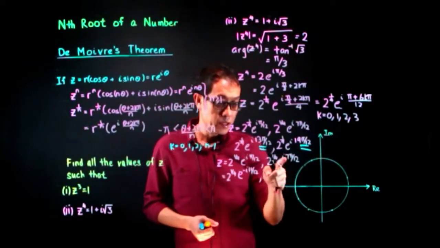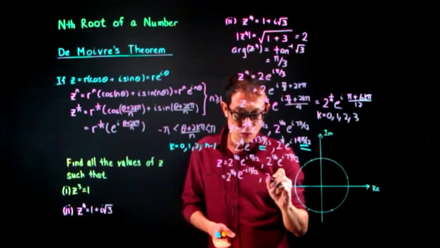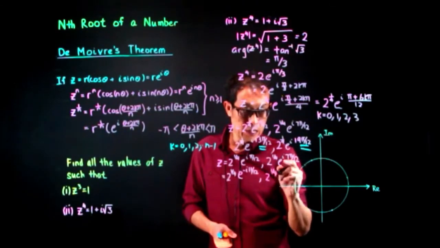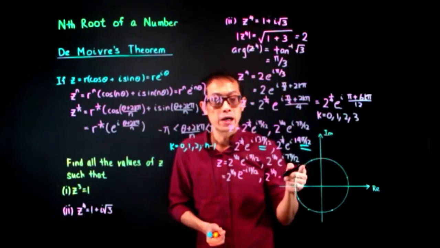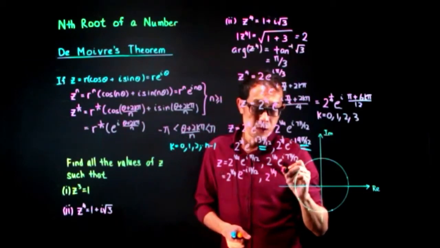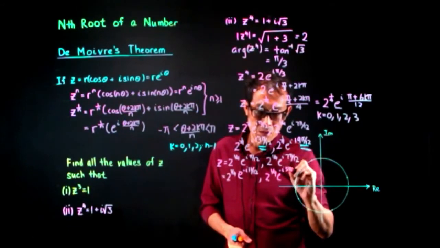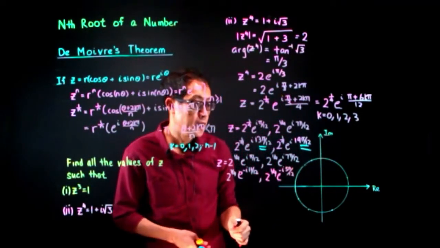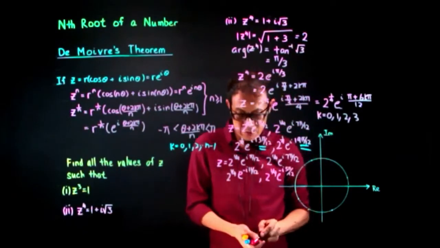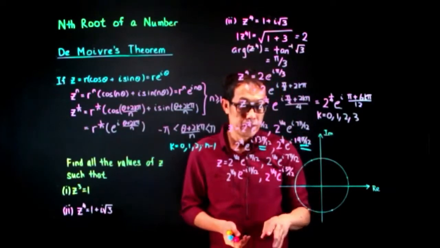Now you come to the last one. The last one, you have 2 to the power of a quarter. Now 19 pi over 12 minus 24 pi over 12, what do you get? You get minus 5 pi over 12. This equal sign shouldn't be there. Now, let's represent this on an Argand diagram.